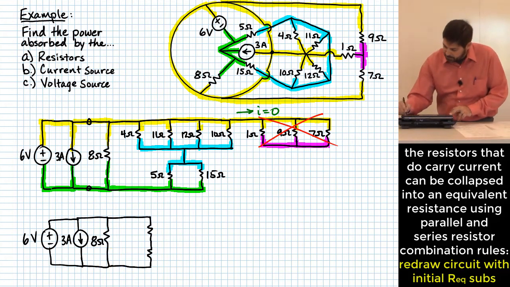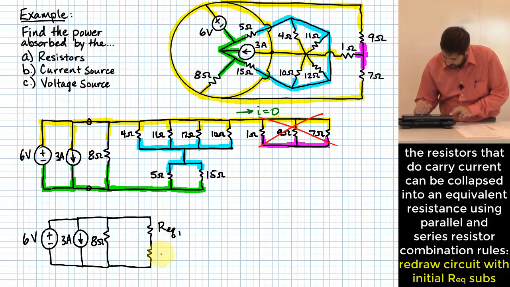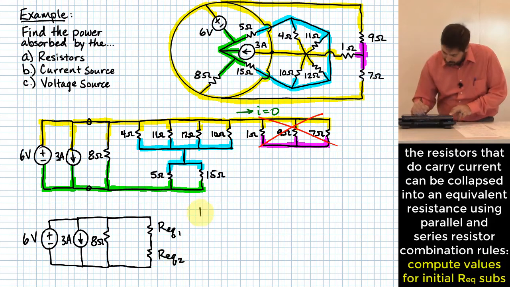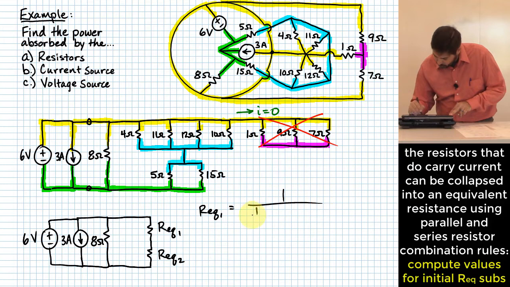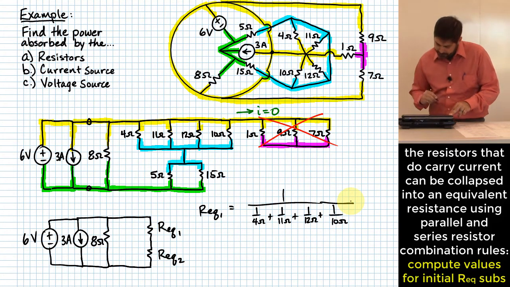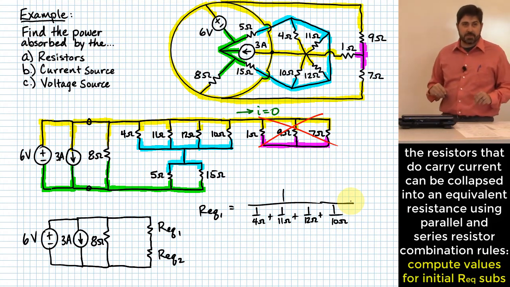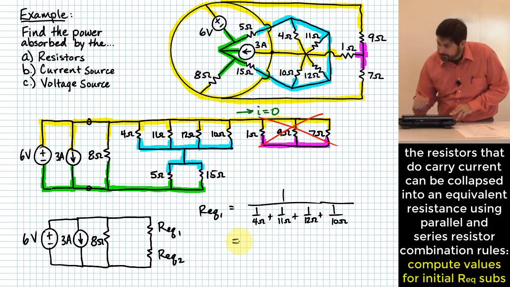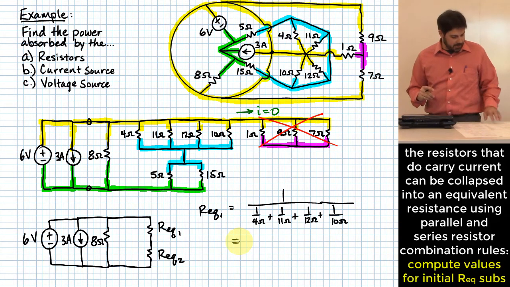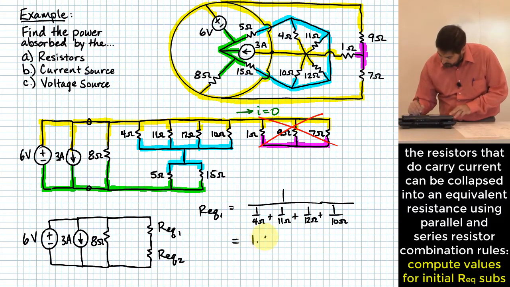Right? So let me label those as REQ1 and REQ2. And what is REQ1? Okay, it's going to be 1 over 4 ohms plus 1 over 11 ohms plus 1 over 12 ohms plus 1 over 10 ohms. Because I trust that all of you know how to calculator, I am going to give you this result. When I did this out, I came up with 1.9075 ohms.